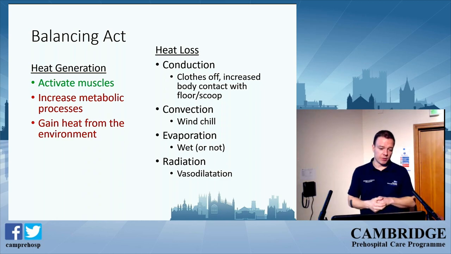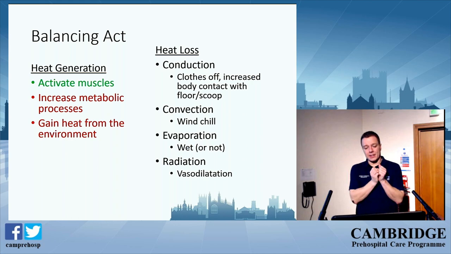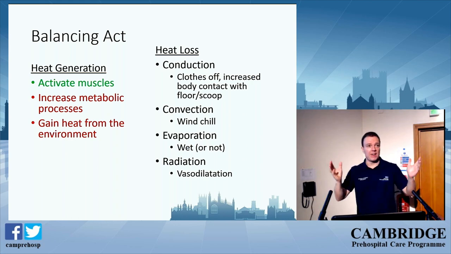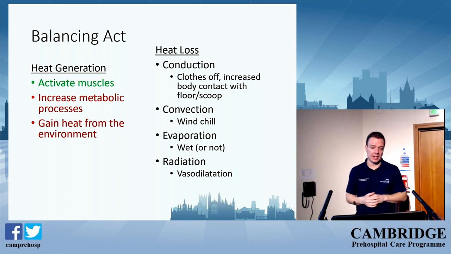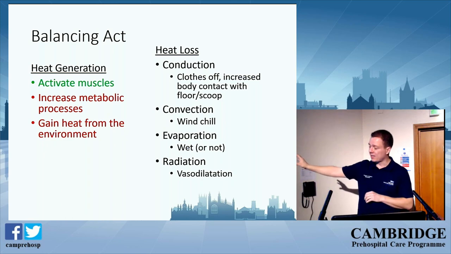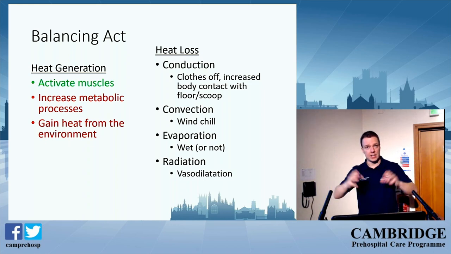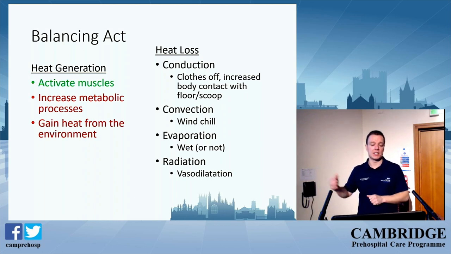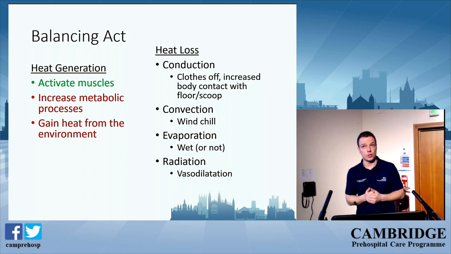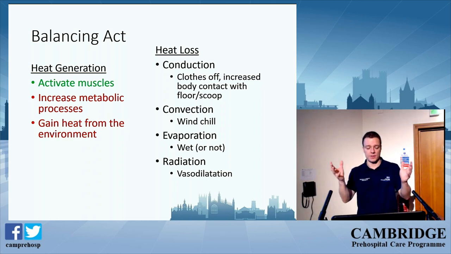And radiation, which is the final form of heat loss, is around having radiative loss of heat into the atmosphere, which is in combination with conduction and convection. But the things here that we think about clinically are vasodilatation. So one of the first things you'll see in hypothermia is vasoconstriction to try and divert blood flow away from the body surface area to reduce that radiative heat loss. If we give anesthetic drugs or other drugs that cause vasodilatation, or if the patient has taken illicit drugs that cause vasodilatation, you have increased heat losses through radiative heat loss.